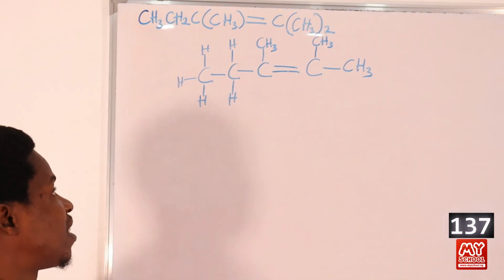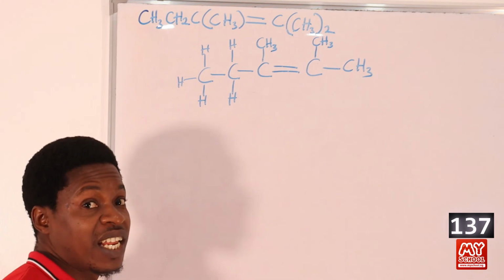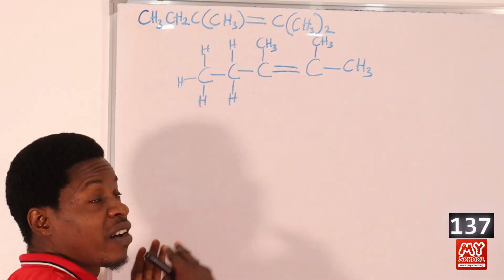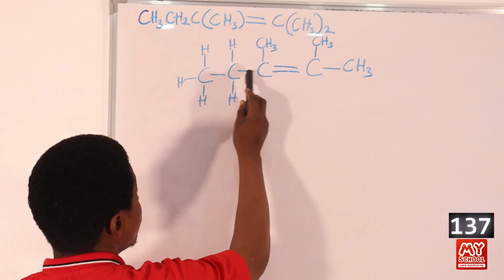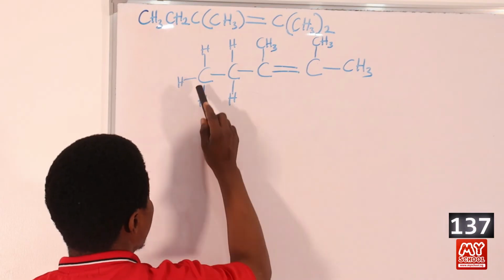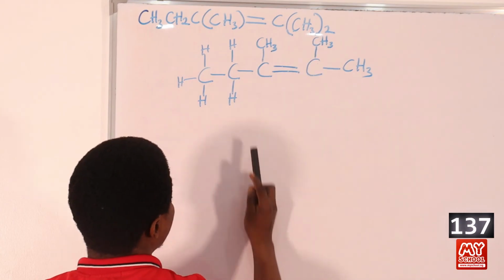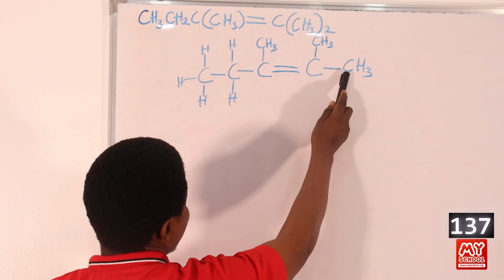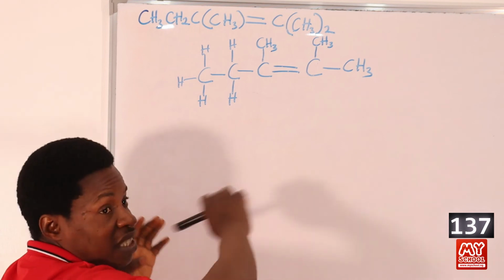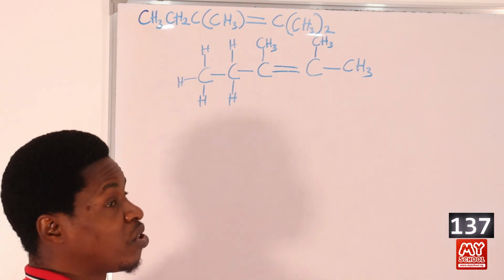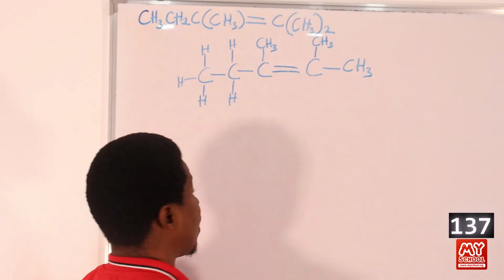So now to start with, let's look at the naming. The first thing we do, like we said earlier on, is what? To look at the longest chain, to get the parent name of the carbon chain. So if we count from here, we have 1, 2, 3, 4. Okay, we can have 1, 2, 3, 4, 5. We can also have 1, 2, 3, 4, 5. So the longest carbon chain is actually 5. So the parent name should be pent, because it has 5 carbon atoms.